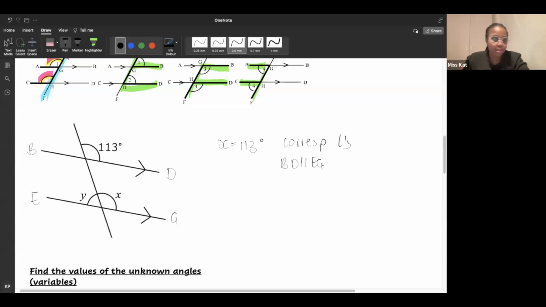So, ma'am, X would be 113 degrees, because of corresponding angles, BD is parallel to EG. Thank you. Do you want to do the other one? Yes, ma'am. Y would be 57 degrees, ma'am. So it's 180 minus 113. Are you sure it's 57 degrees? Or 67, ma'am. There we go. And what reason do we use here? I'm using adjacent angles on a straight line, ma'am. Beautiful. Adjacent angles on a straight line.